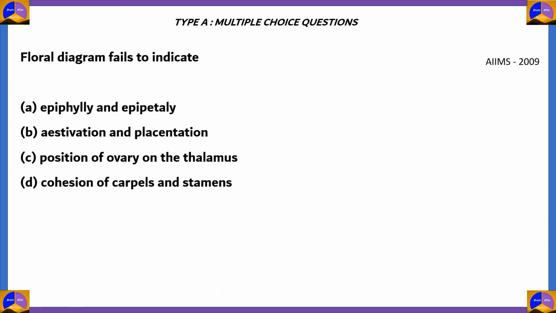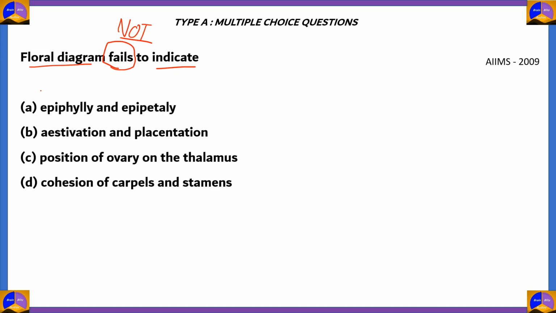Let's look at this question. Floral diagram fails to indicate A, epiphyly and epipetally, B, aestivation and placentation, C, position of ovary on the thalamus, and D, cohesion of carpels and stamens. So the question here asks us to find which of these is not found in a floral diagram. Which of these is not indicated in a floral diagram?